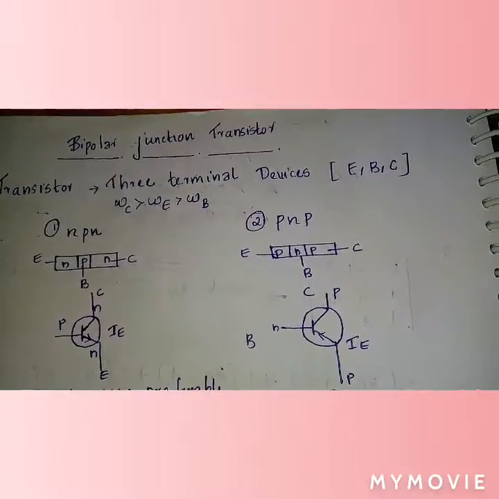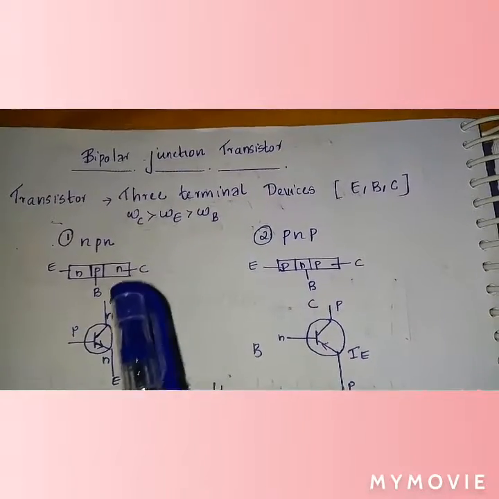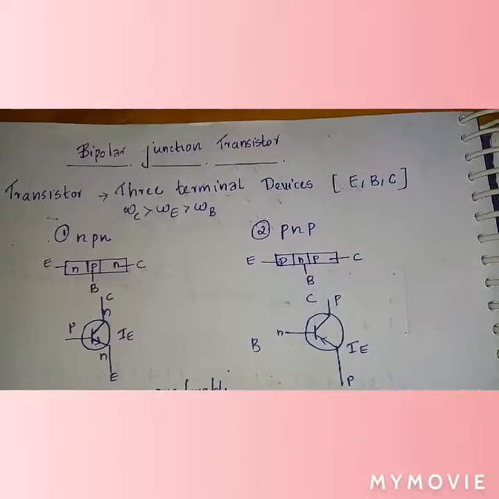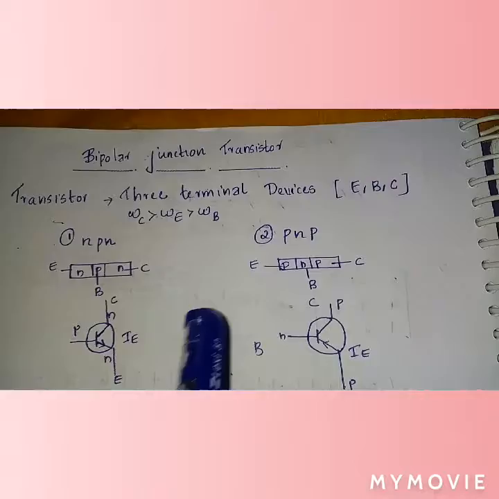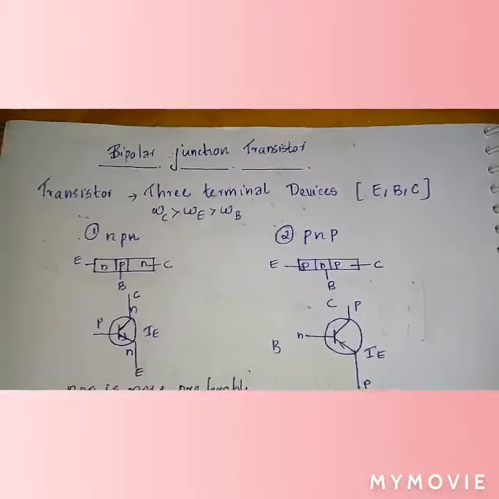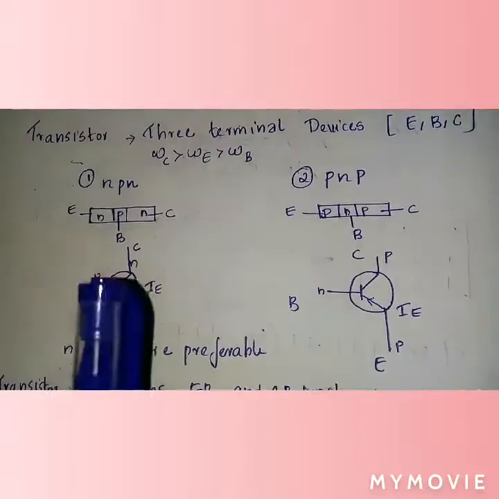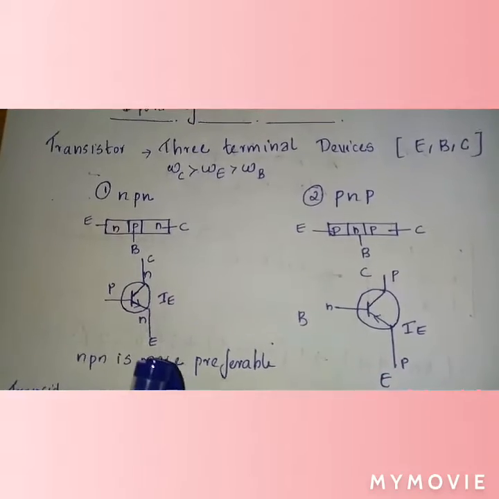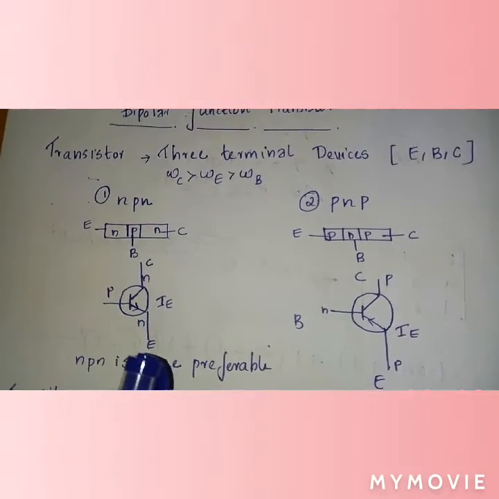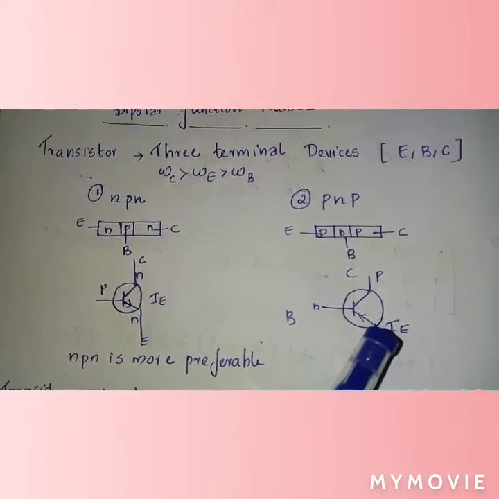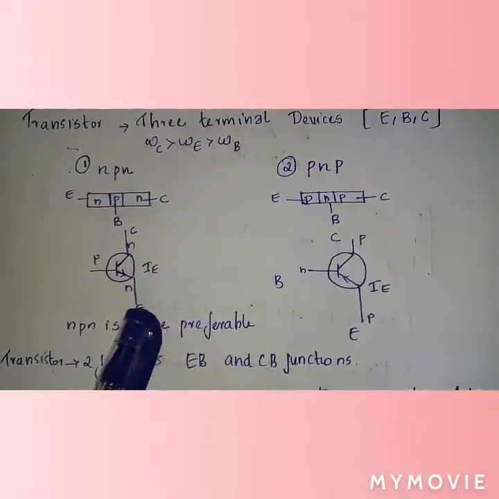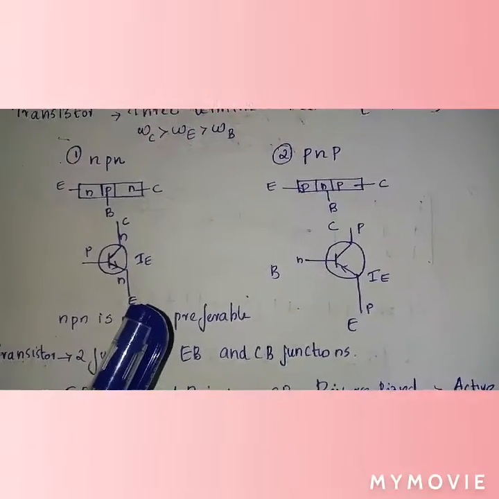We have two types of transistors, that is NPN and PNP. It is like a sandwich of N types and P types. So N types means NPN and P types means PNP. We know the representation of transistors like this. In NPN, the emitter current flows from inward to outward, and in PNP the emitter current flows from outward to inward.